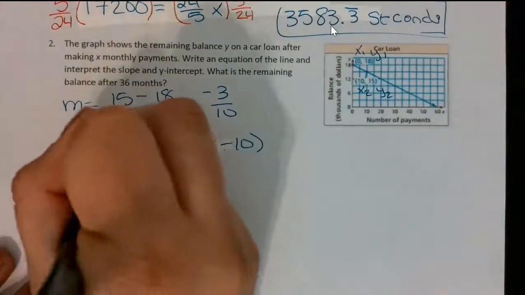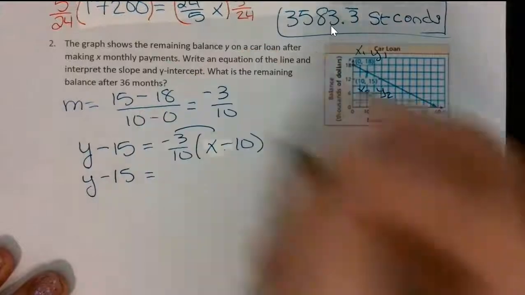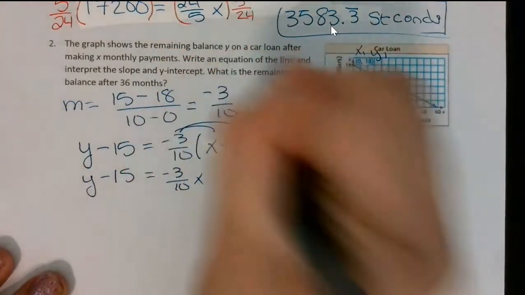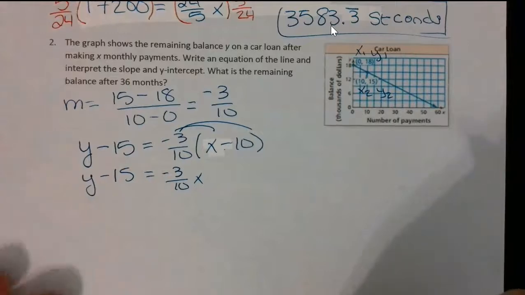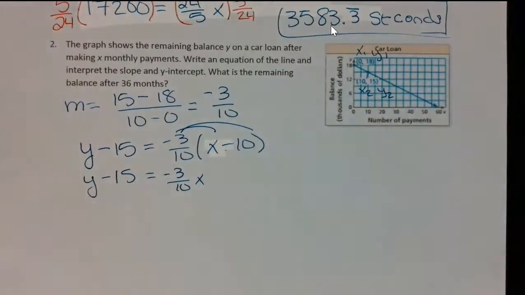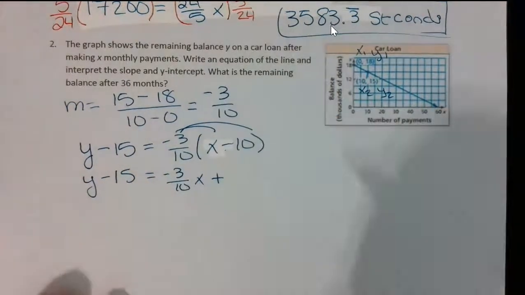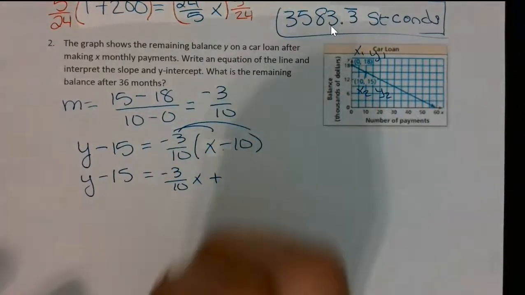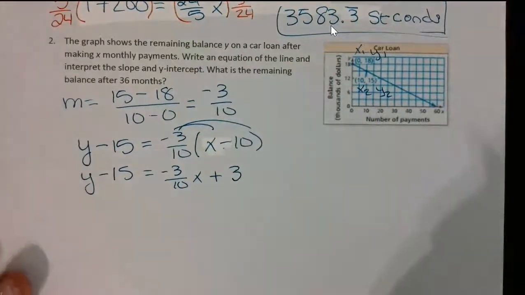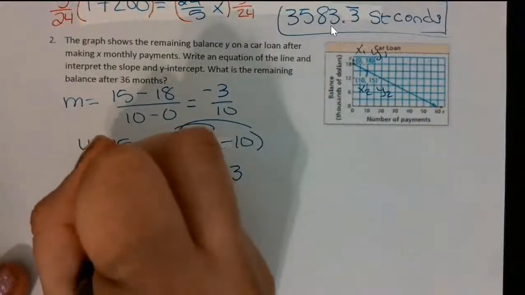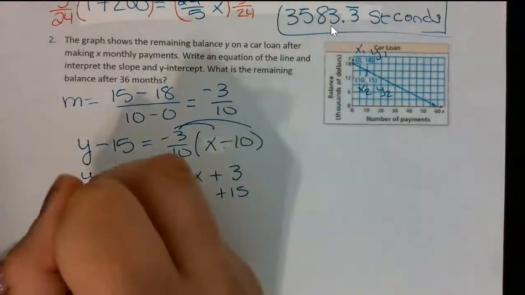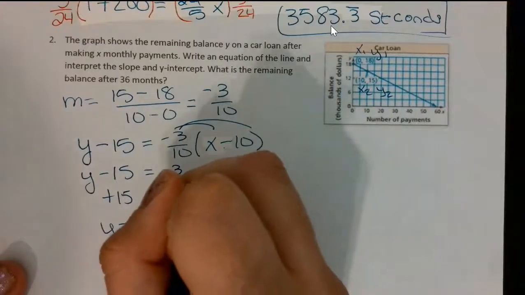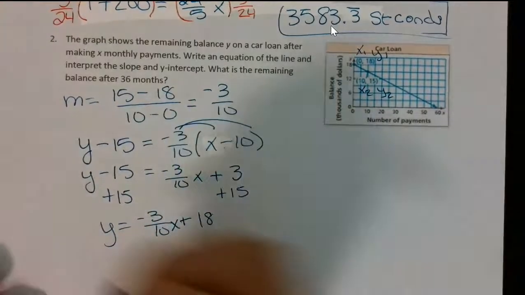So this left side is going to stay the same. Negative 3/10 times x is negative 3/10 x. Negative 3/10 times negative 10. Remember, two negatives make a positive. I multiply my top numbers, so 3 times 10 is 30, divided by 10 is 3. Then I want to add 15 to both sides. And I get y equals negative 3/10 x plus 18.